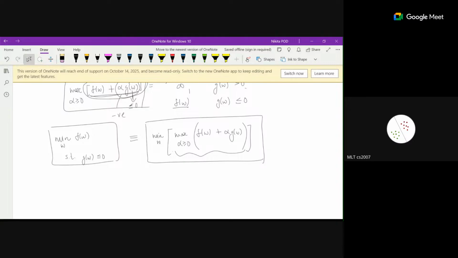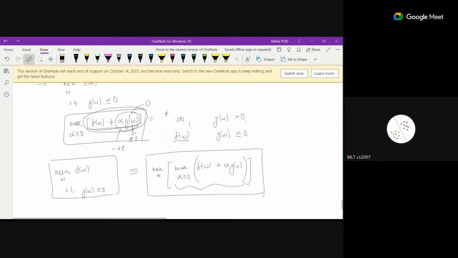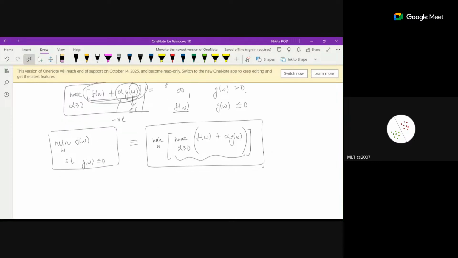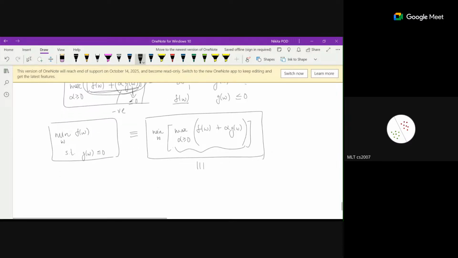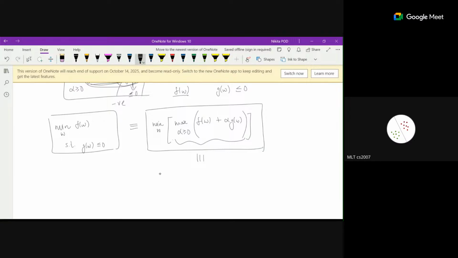Now, in case we have nice functions, like when my f and g are convex functions, then this duality holds, and what we can also say is that this is equivalent to maximizing with respect to alpha positive and minimizing with respect to W of f of W plus alpha G of W. So this is all that can be done.